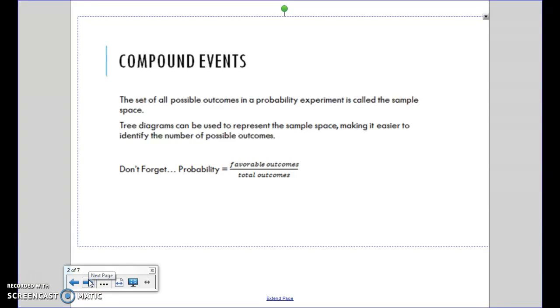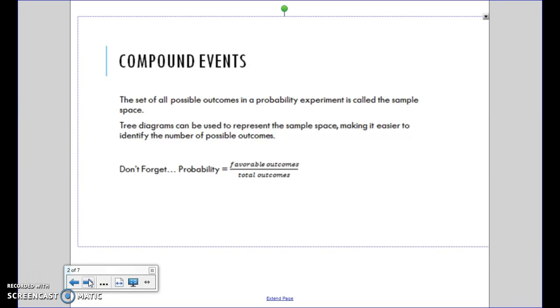For compound events, there's one thing that we're going to do today. It's a little different, and that's going to be making a tree diagram. We're going to make a tree diagram so we can see all the different ways that things can happen. Once we have the tree diagram made, what we can come up with is a sample space, so we can actually list out all the things that could happen.